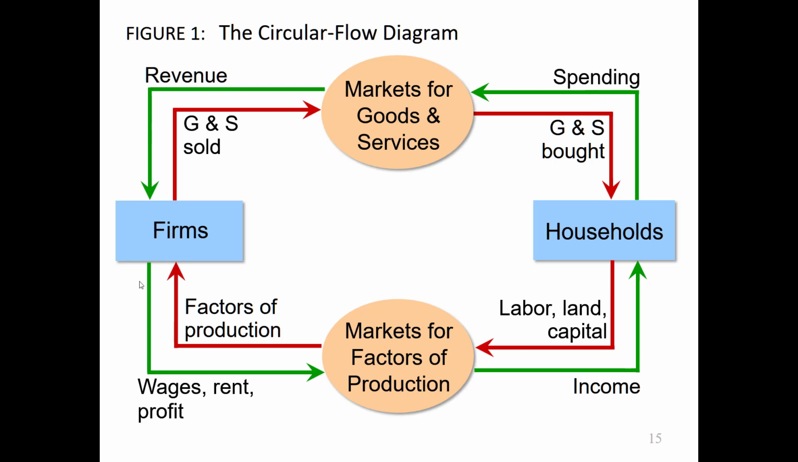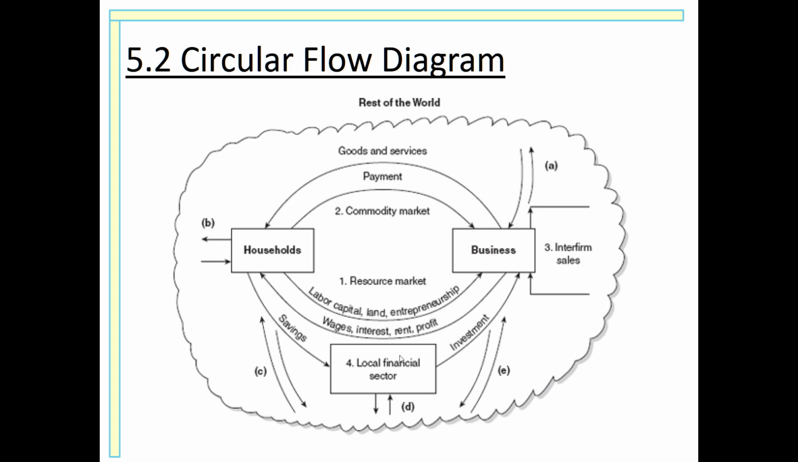So the whole point is money keeps flowing, keeps changing hands here. Now the one in the book is a little bit more complicated. It has households and businesses. Households go to the commodity market, or the market for goods and services, and in return they pay money to the commodity market and receive goods and services.